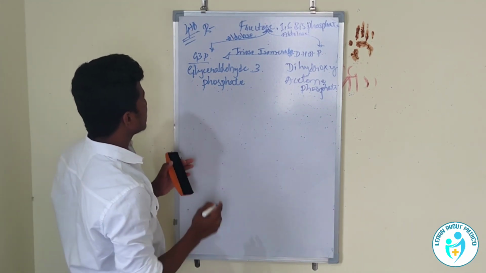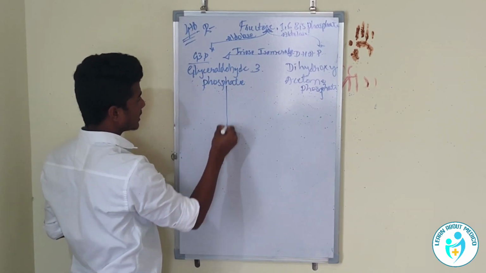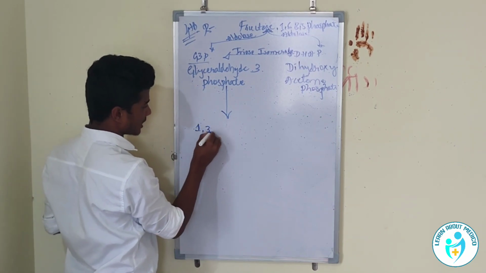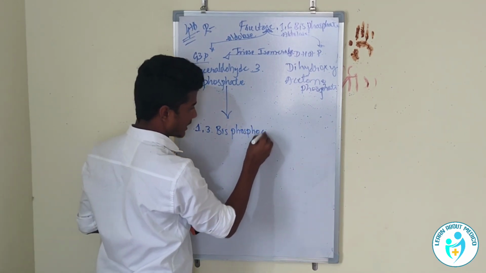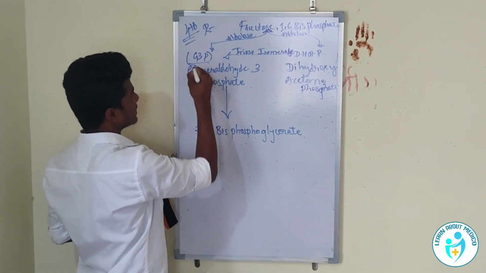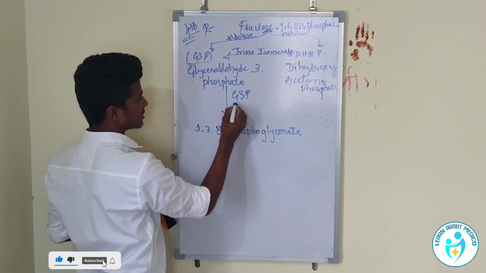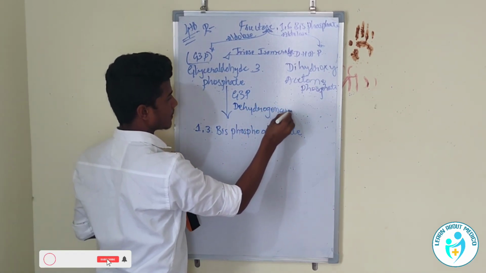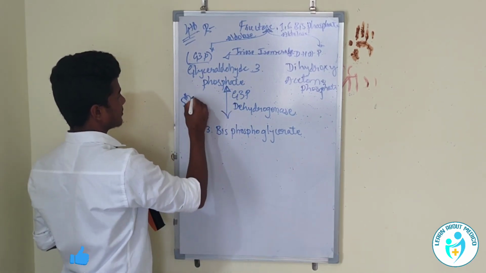Okay. Again, this is the fourth step. And the fifth step is this: glyceraldehyde 3 phosphate gets converted into 1,3-bisphosphoglycerate with the help of the enzyme G3P dehydrogenase, that is glyceraldehyde 3 phosphate dehydrogenase. Okay, this is the fifth step. This is also a reversible step.